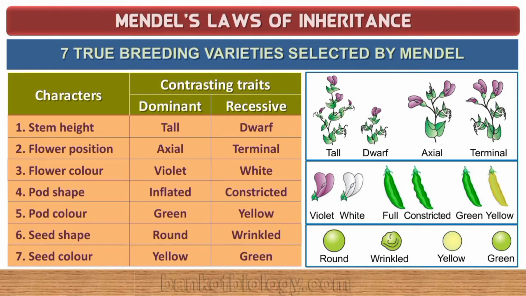will be recessive. Pod color can be green, dominant, and recessive will be yellow. Seed shape can be round, dominant. If it is wrinkled, that will be recessive. Seed color, if it is yellow, it will be dominant. If it is green, then it will be recessive.